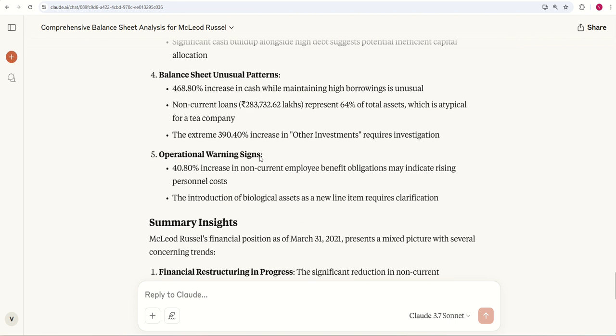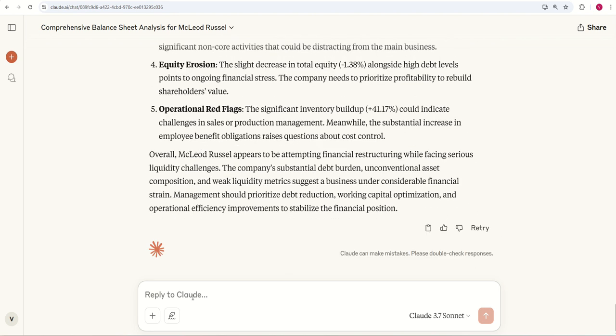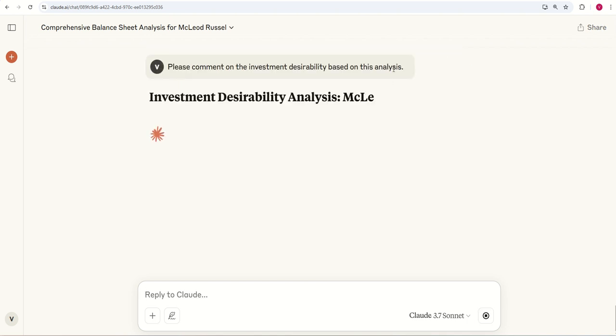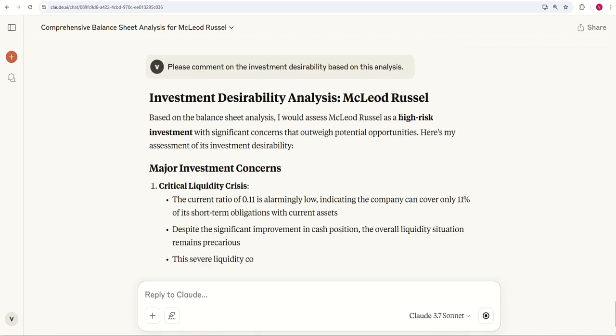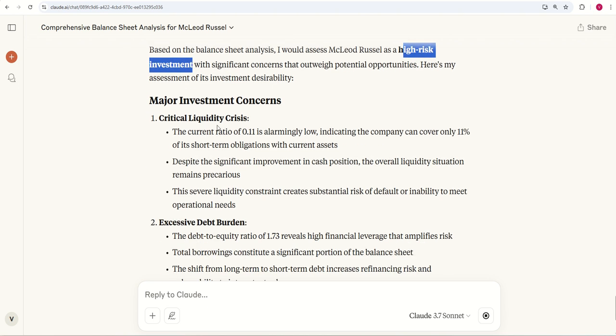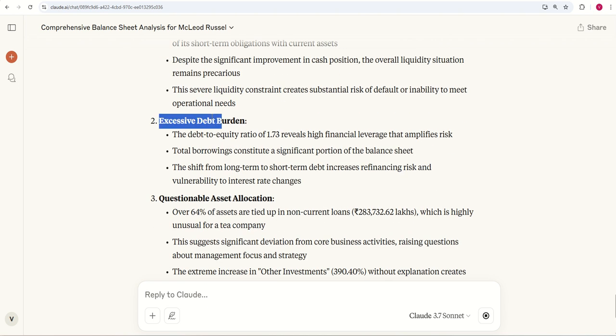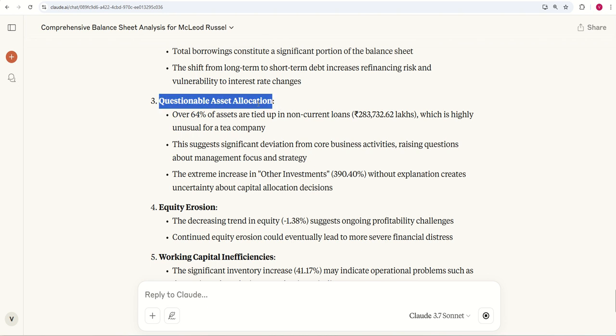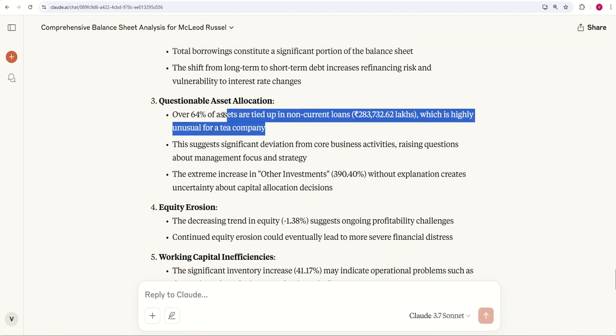So red flags is also fine. So let me ask the same question. Please comment on the investment desirability based on this analysis. It says it's a high risk investment. Why? Liquidity crisis, too much debt, asset allocation is very doubtful. It says that overall 60% of assets are tied to non-current loans, which is highly unusual for a tea company.